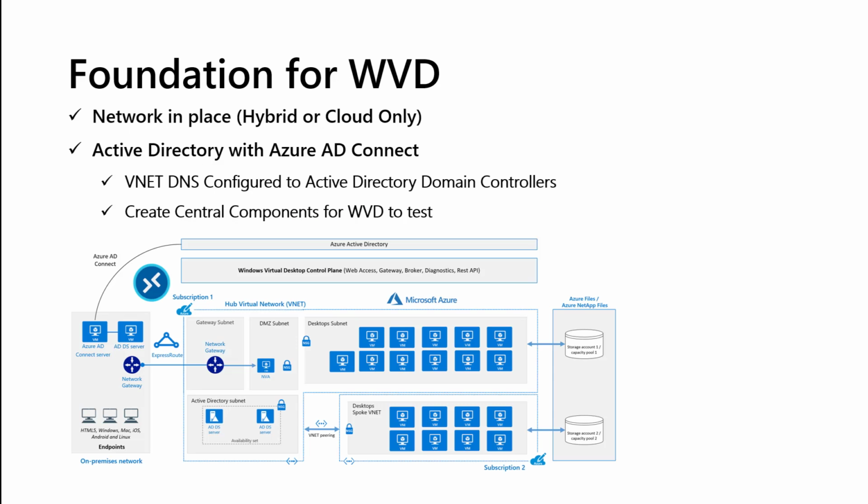As for Windows Virtual Desktop, there's only a few prerequisites that we need to have in place. We need to have a virtual network. We need to have Active Directory set up, synchronized with Azure Active Directory, so using Azure AD Connect. We need to have a virtual network that is configured so the DNS points to the domain controllers, so that way when we deploy Windows Virtual Desktop host pools, they're able to communicate with the domain controllers and join themselves to the domain. And the final aspect is actually building the Windows Virtual Desktop components.